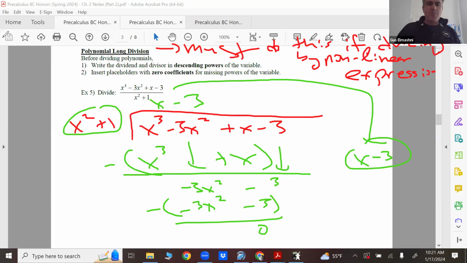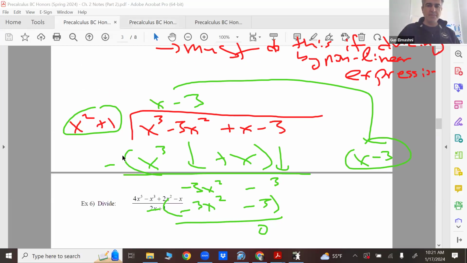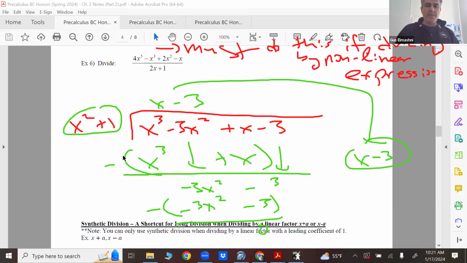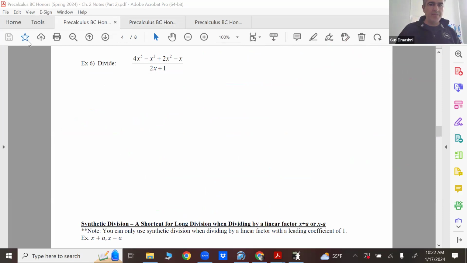So it's x minus 3. Now here, for example, 6. Let's do it again. And I'm going to show you another way to do this one as well. This one's really not fun because there are so many terms.